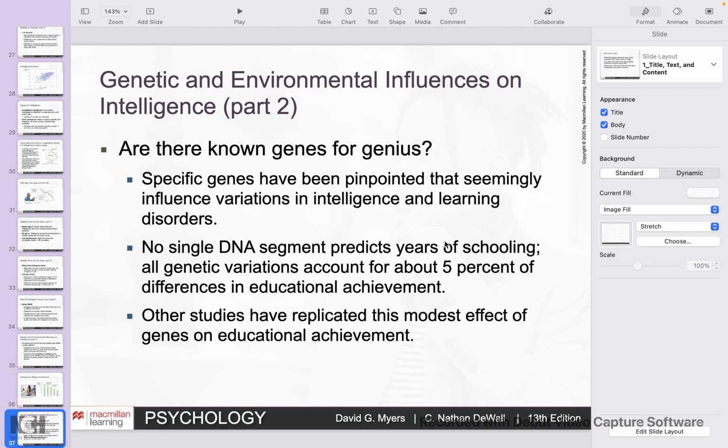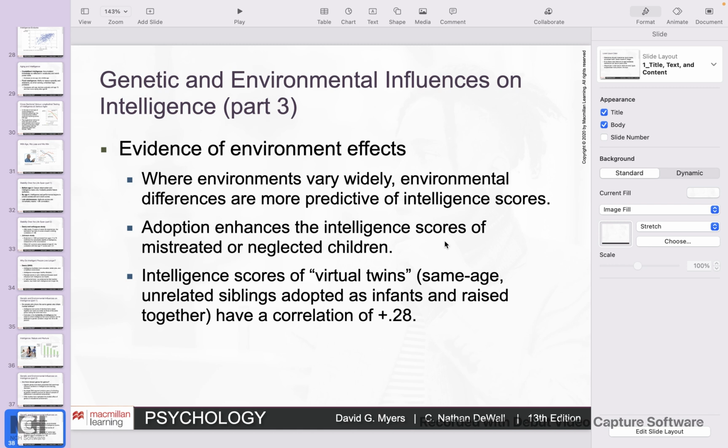So what does this all mean? Well, if you're born with a little bit of smarts, it can take your environment to strengthen those smarts, but your environment can also have a huge impact. Where environments vary widely, environmental differences are more predictive of intelligence scores. When children are adopted, that enhances the intelligence scores of particularly mistreated or neglected children. Adopted children who move away from mistreated and neglectful environments end up achieving higher rates of intellectual and academic achievement.